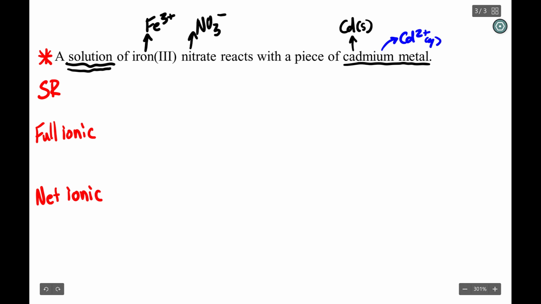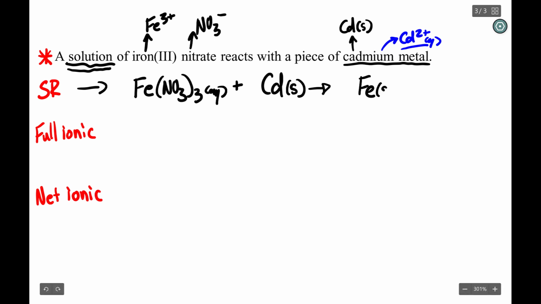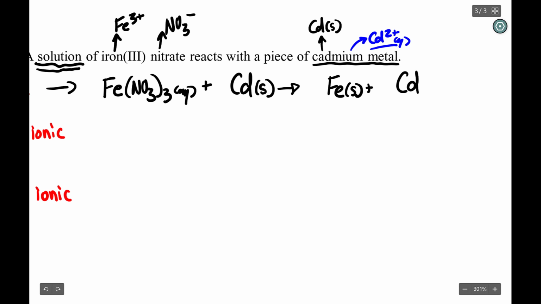Now if you're wondering why I'm doing this, it's allowing me to see what's going to replace what. This is going to be a single replacement reaction, and so the like things are going to replace one another. The iron is going to replace the cadmium because the cadmium makes a positive ion. So for instance, my single replacement reaction would be Fe(NO3)3 aqueous. I know that this is aqueous again because it says it's a solution, plus cadmium solid. Then the like things are going to replace one another, which means the iron is going to come out of the compound and become a solid, so Fe solid. And the cadmium is going to become an ion and become part of the solution. So this is going to become Cd(NO3)2 aqueous. I know it's aqueous because nitrate is soluble with everything.